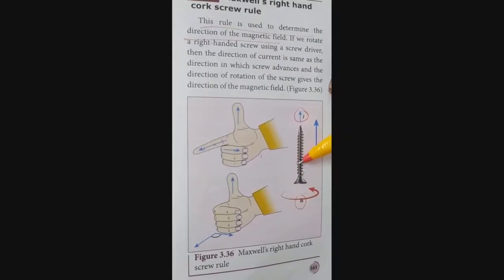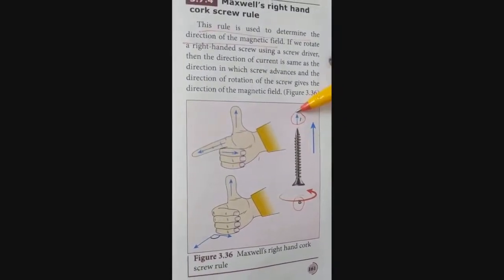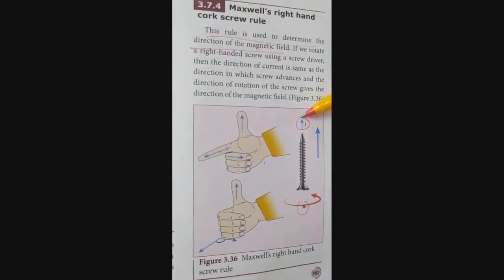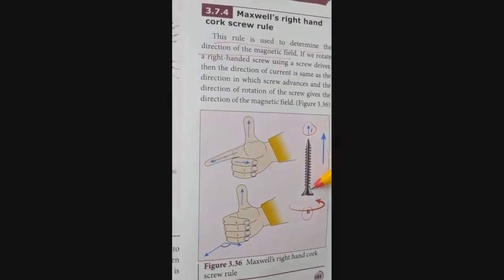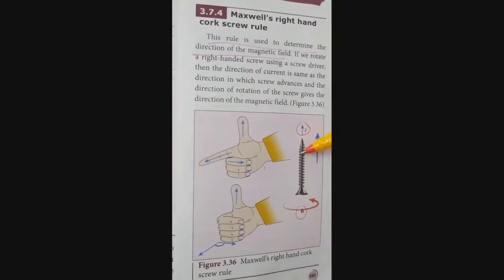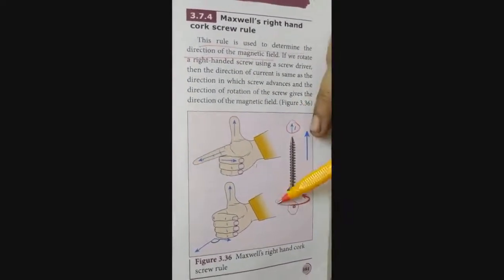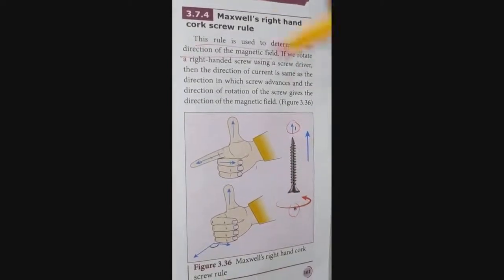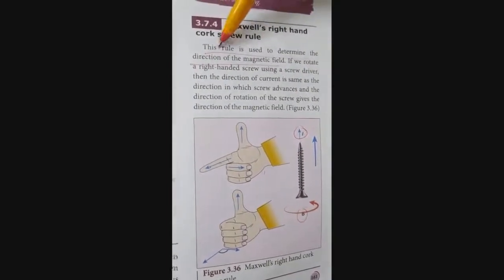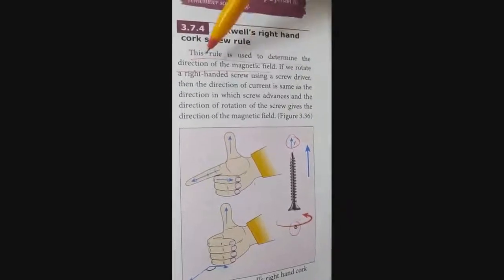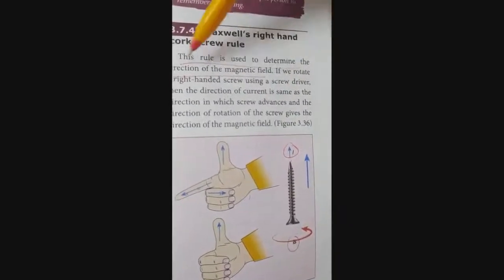So here the screw advances in this direction, that is, you imagine you are removing a screw from a particular place. So the direction of the screw will be in the upward direction, whereas the direction of rotation gives the magnetic field. So this rule is used to determine the direction of the magnetic field.